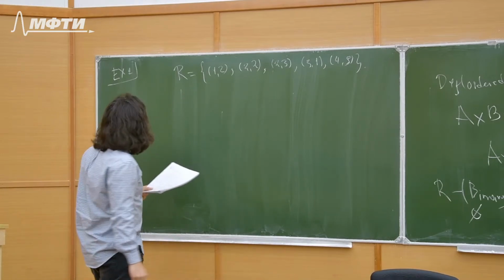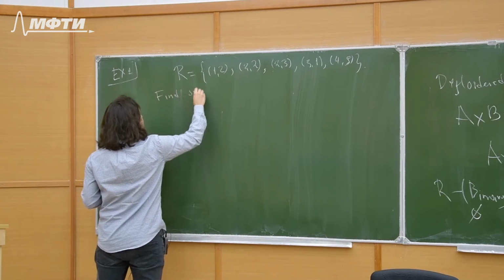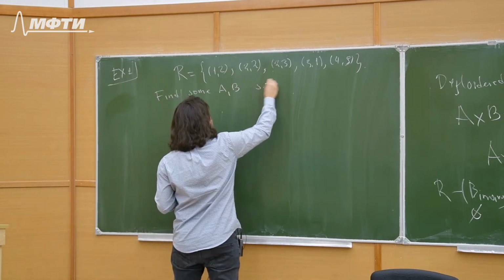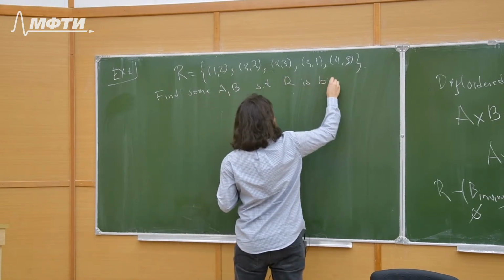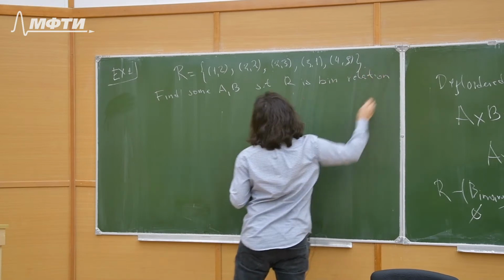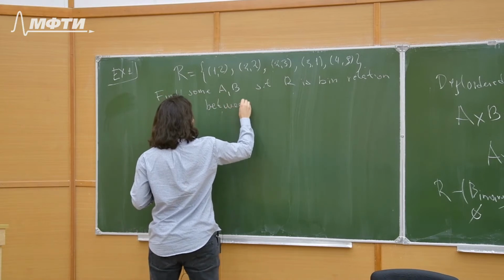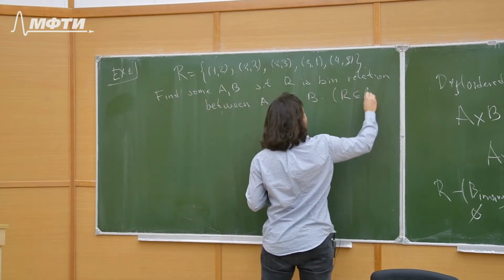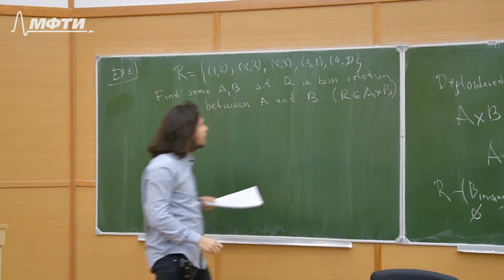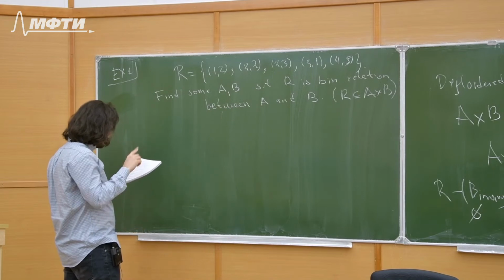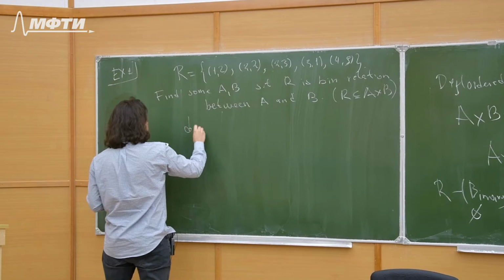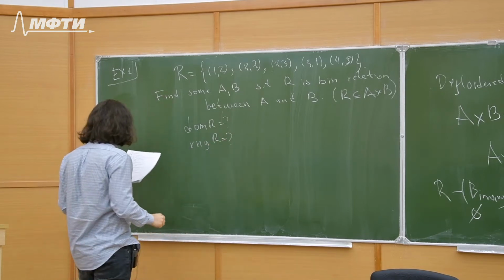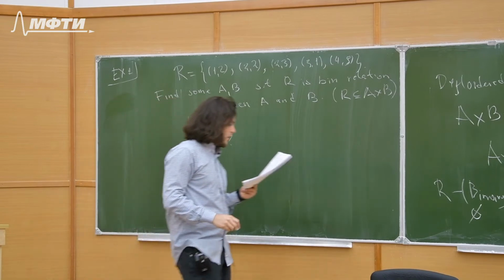We need to find some A and B such that R is a binary relation between A and B, so such that R is a subset of the following set. And then we need to find the domain of R and the range of R, and draw the arrow diagram for the relation R.